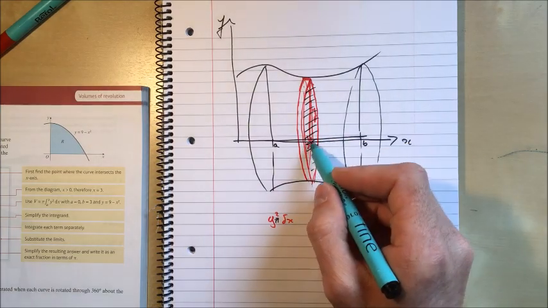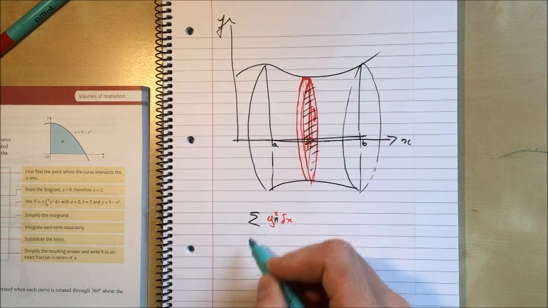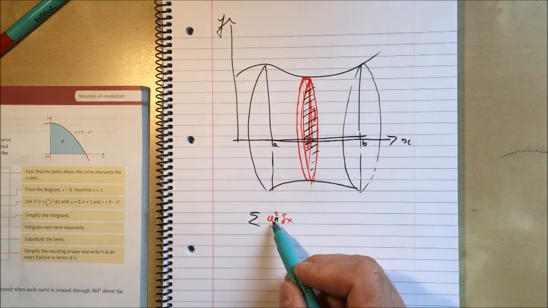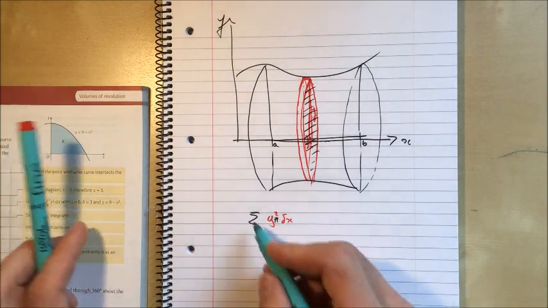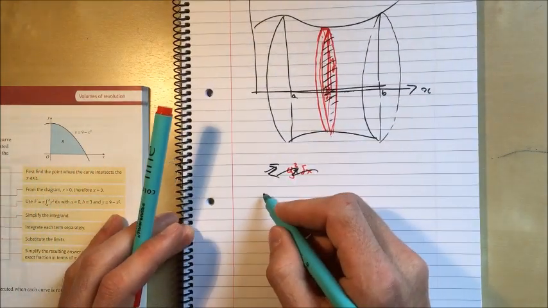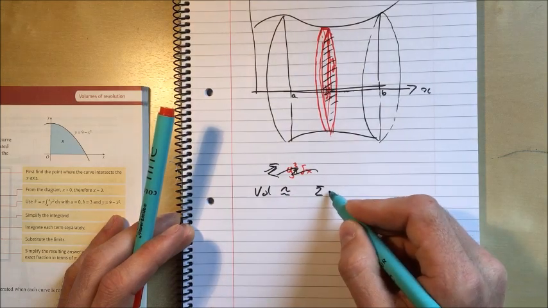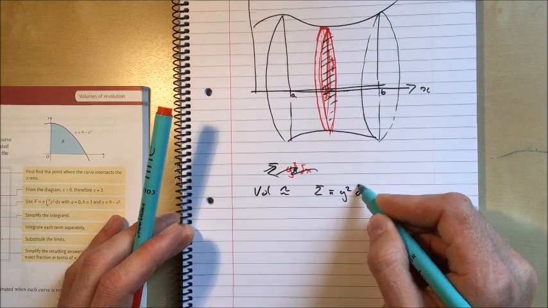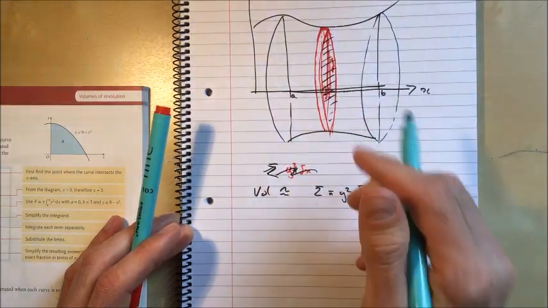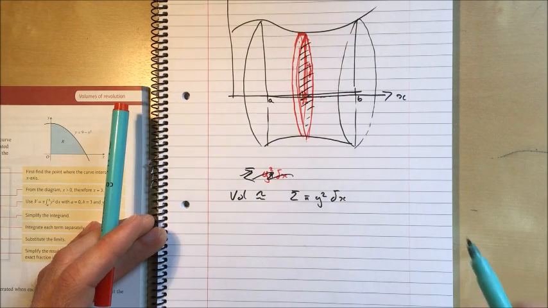Now, if I did that all the way along, I split this up into lots and lots of these things, I would be taking the sum of y squared times pi delta x, okay? So what I'm saying is that that volume there is approximately equal to the total of pi times y squared times delta x, where delta x is some little increment in x that I've chosen.